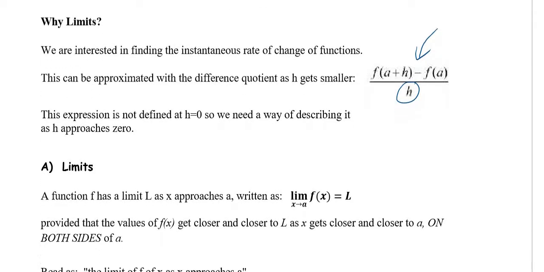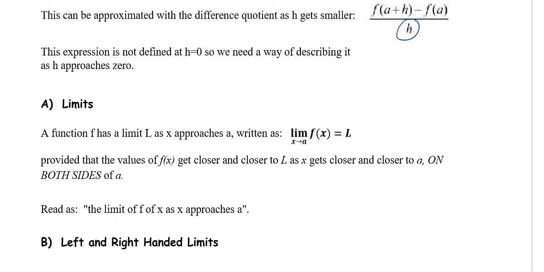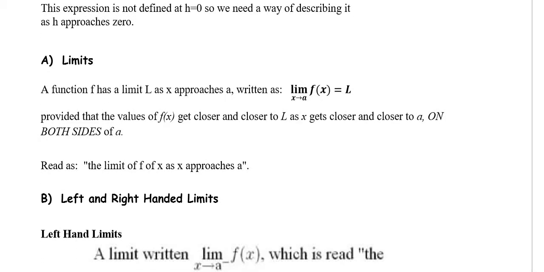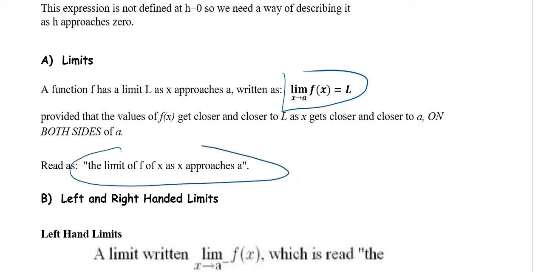I'll leave a lot of this for you guys to read over on your own, but I'm going to give you the quick bullet points introduction. So essentially, we have this thing. It's called a limit, and we read it as the limit of f of x as x approaches a. Going through this piece by piece, it is the limit as x approaches a of f of x equals L.